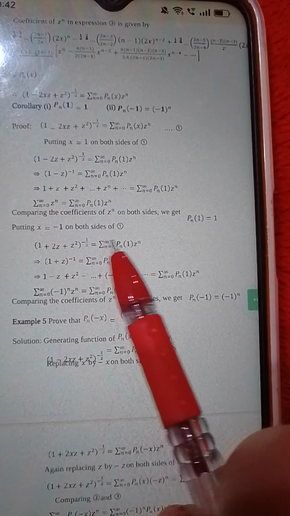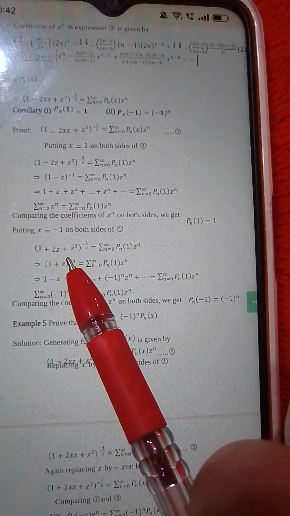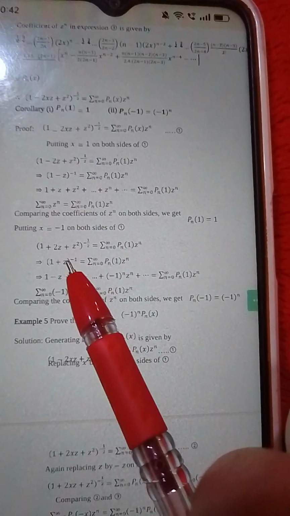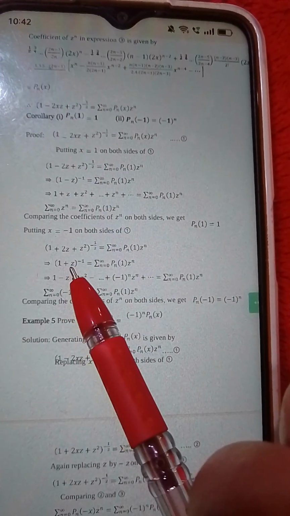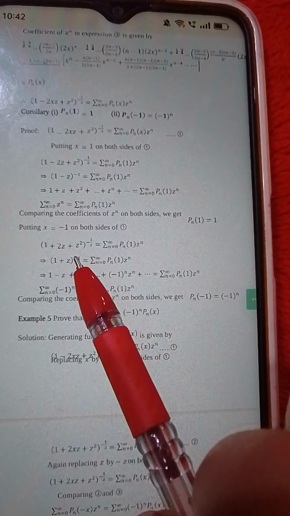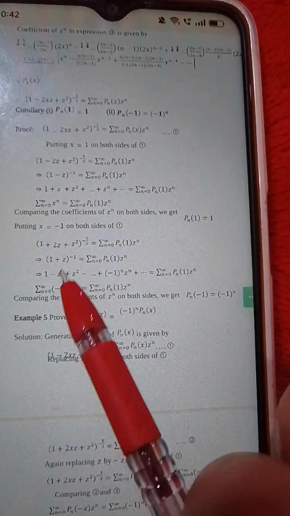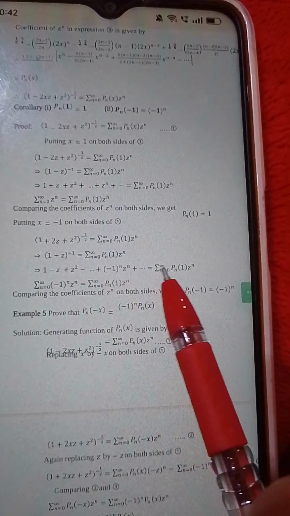Same step. Now this time we are applying the identity (a plus b) whole square. So we can write it like this: (1 plus z) whole square multiplied by minus 1 upon 2. So 2 and 2 will cancel, minus 1 will be left. Again, the same step we are doing.